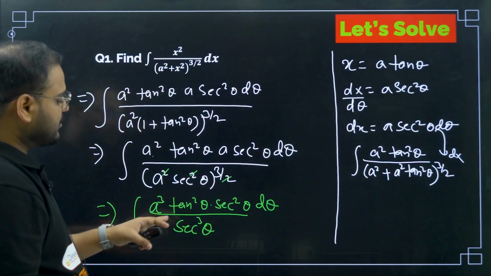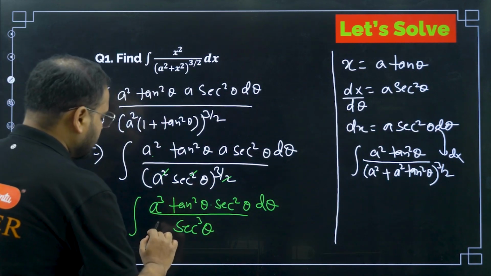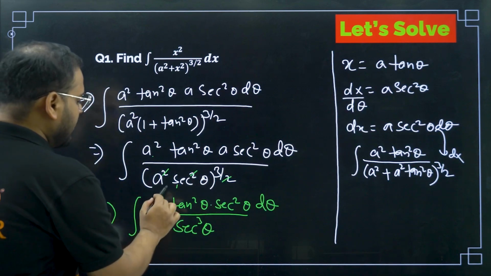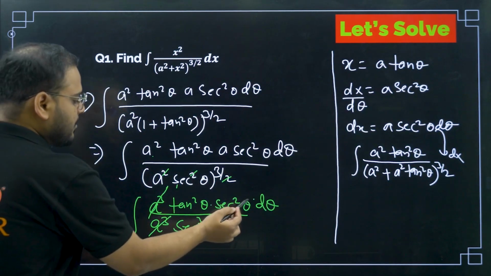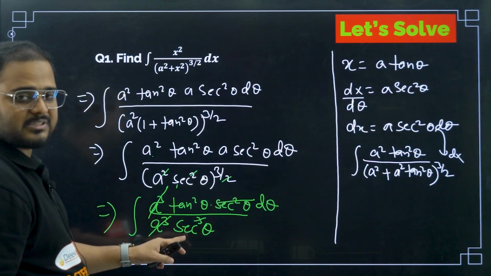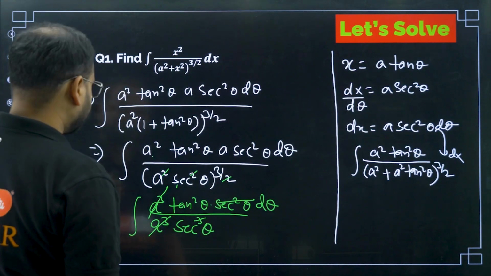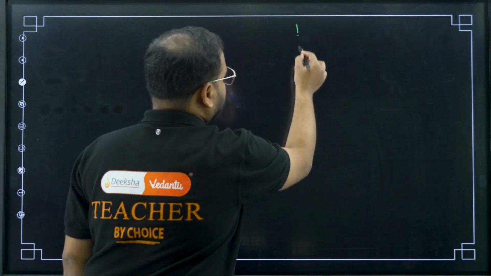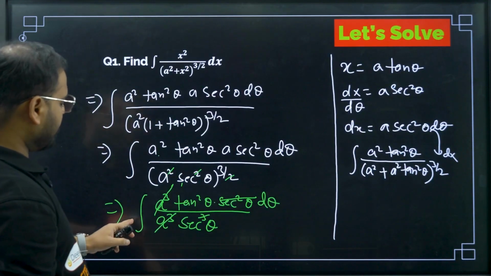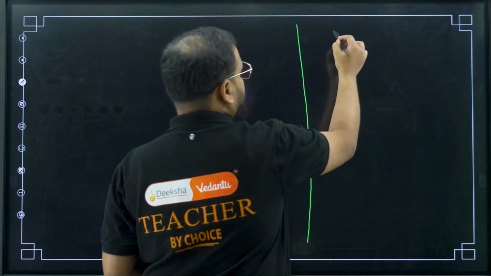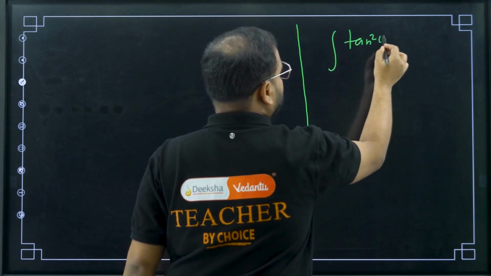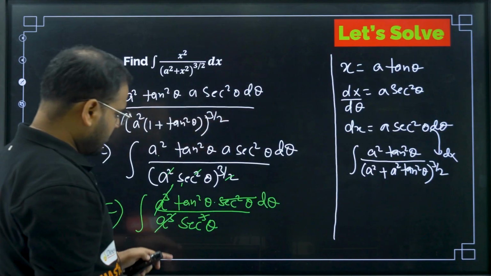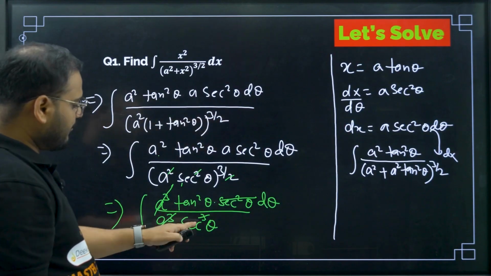How come? Please check. A will also be there, a cube is also there, sec power 3 is sec cube. A cube and a cube cancel, sec square cancels with sec square, and over here I have one sec left. Please check in the next slide. So what is my integration? Integration of tan square by sec theta d theta. Correct? I have one sec left here.